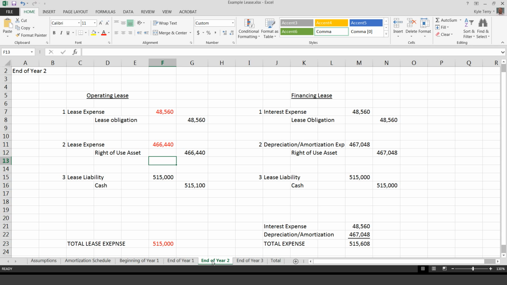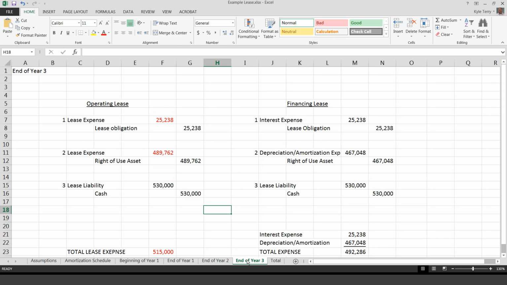You see that again here, our amortization of the lease obligation is now $48,560. That would be interest expense if it was a financing lease. Lease expense is an operating lease. Then to get to 515, we have to add $466,440 to it. It gets to our straight line expense. And then if you go to year 3, you'll see it again. That the depreciation of the right-of-use asset is now $489.